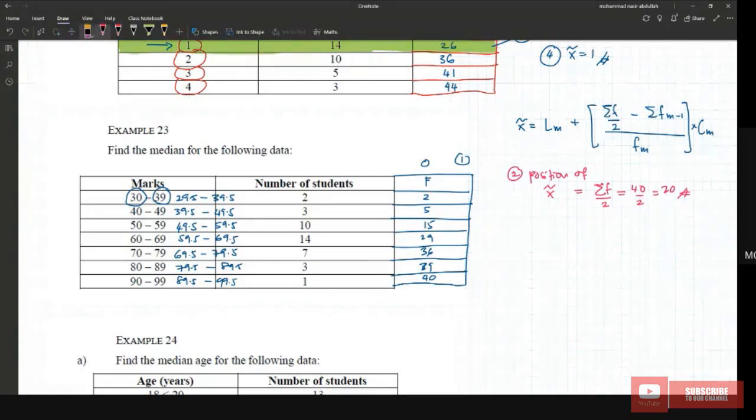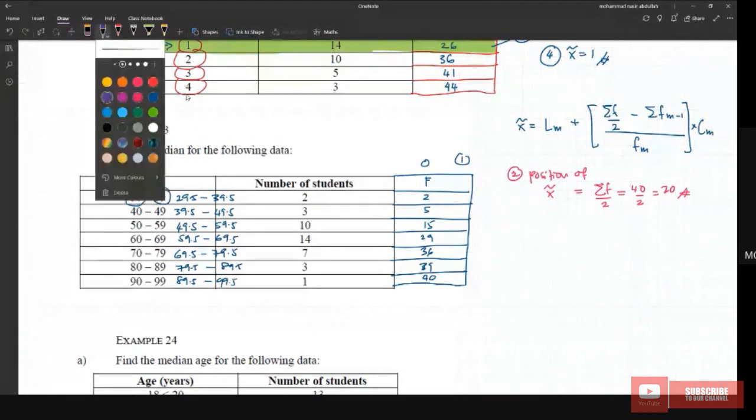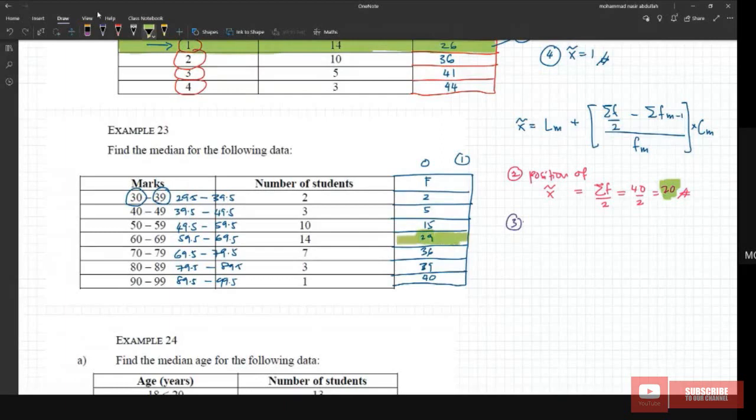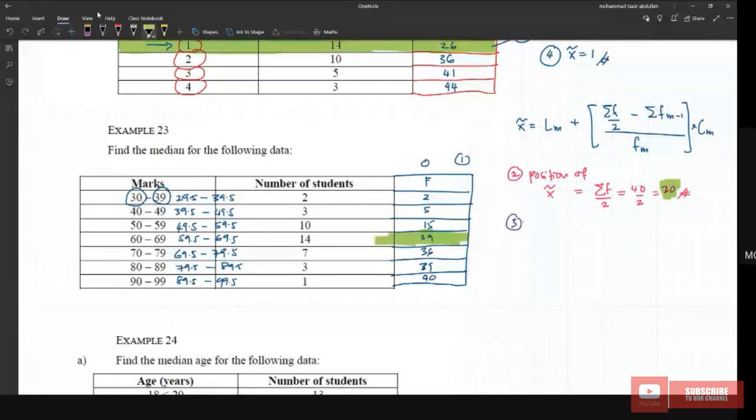And then step number 3, we need to find a median class, where the median class is the class that has a cumulative frequency equal to 20. So first we look at equal to 20. We don't have equal to 20. Next greater to 20 is 29. So this is your median class.